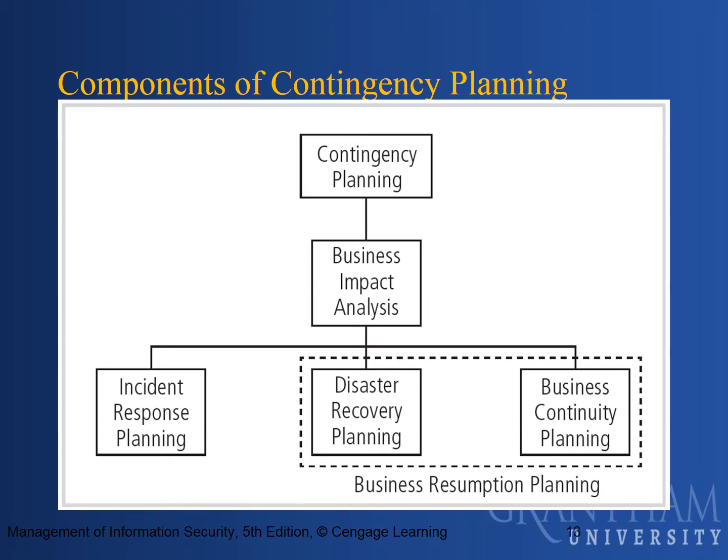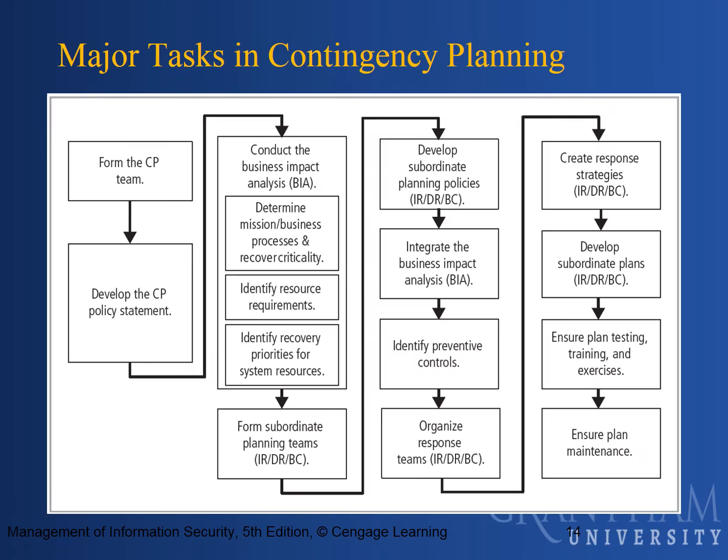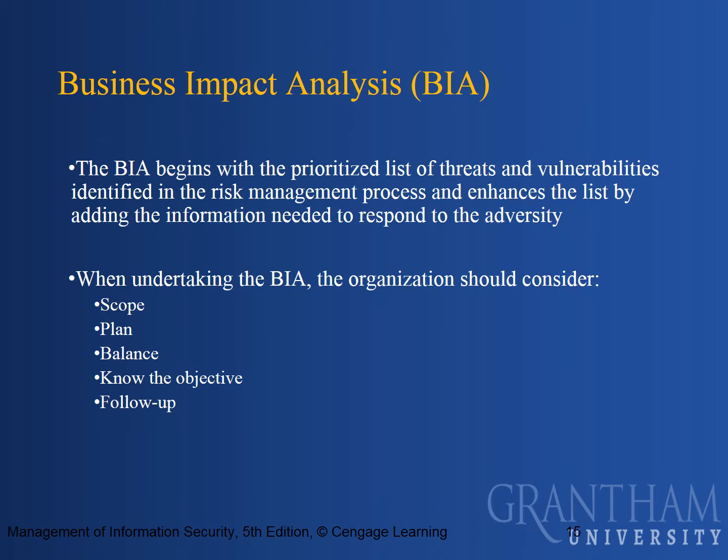Here you see the components of contingency planning. The first phase I discussed, the BIA. This illustration shows you the major tasks in contingency planning. The BIA begins with the prioritized list of threats and vulnerabilities. This was identified in the risk management process we discussed a week or so ago.